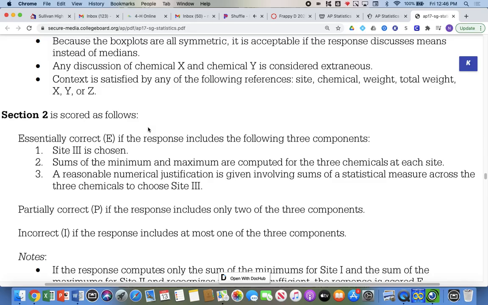So first of all, if you choose a different site, you're going to get an I. On this one, if you chose site 3 and had numbers and explanations, that's a 3. If you chose site 3 but didn't have any work, if you just said site 3 and an explanation, that would be a 2. And if you chose site 3 without an explanation or any work, that would be a 1 or an incomplete. And if you chose the wrong site, that's an I as well. I didn't do a good job on explaining that.